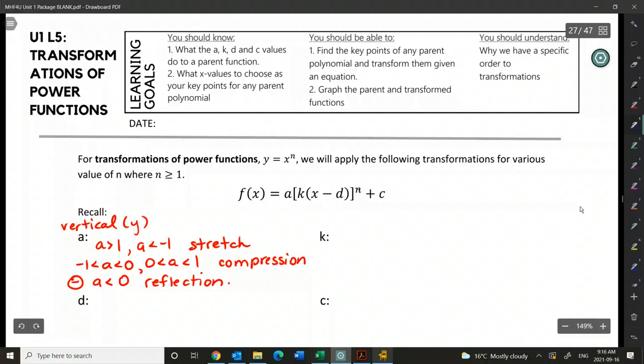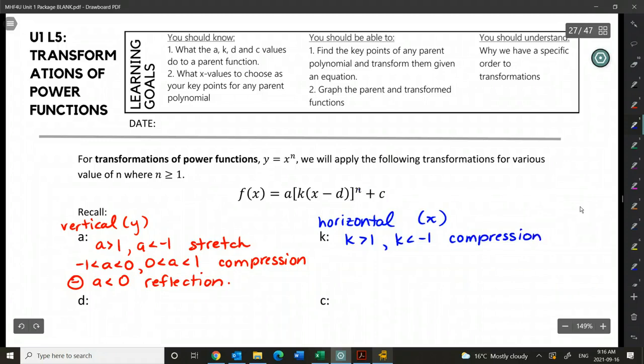So that's our a. k is very similar. It can cause compressions, reflections, and stretches, but it's in the horizontal direction, so the x direction. And k and a are kind of opposite of one another. So if k were greater than 1 or less than -1, this one actually causes a compression to happen, whereas when a is greater than 1 or less than -1, it causes a vertical stretch to happen. Similarly, if k is between 0 and 1, or between -1 and 0, then we'll have a horizontal stretch that happens.